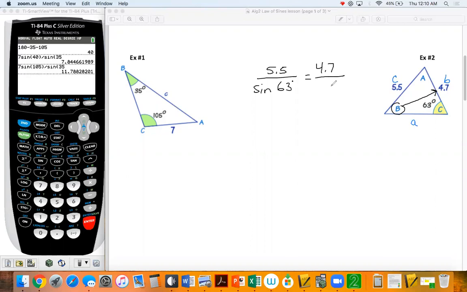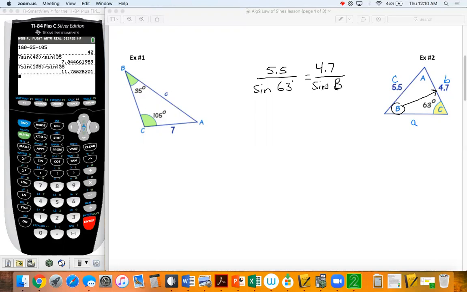We put the length on top and the sine of its opposite angle, which would be sine of capital B, on the bottom. Now, wait a second, Mr. Hansen, we didn't have an unknown angle in the first problem. That's correct, because we were able to figure out the angles right off the bat. Now we cannot, because there's two unknown angles. So we're going to have to use law of sines to find the unknown angle. It works out just great.